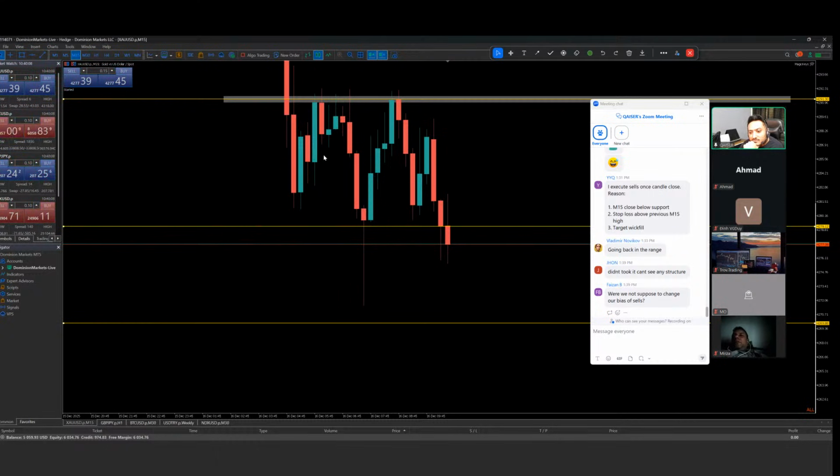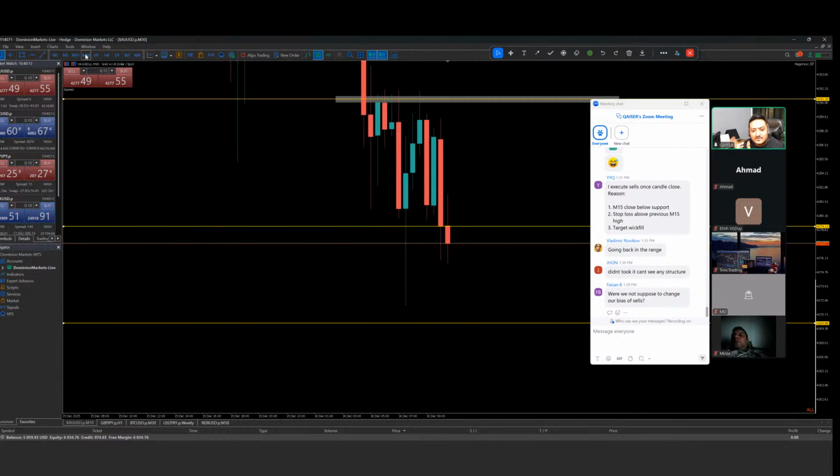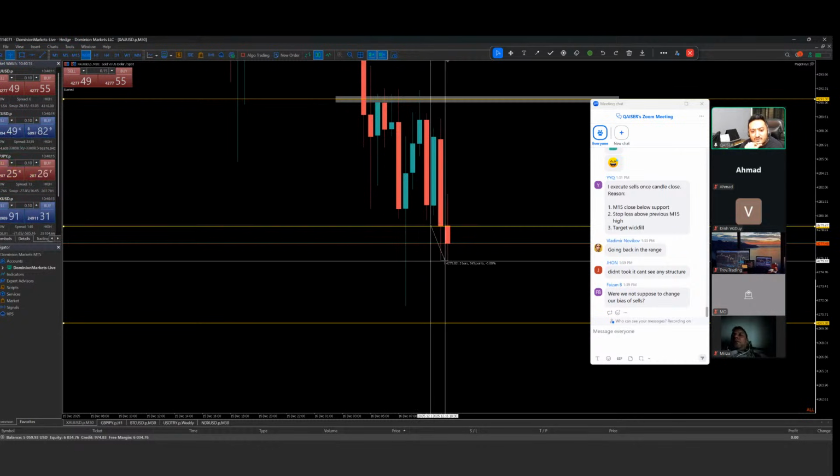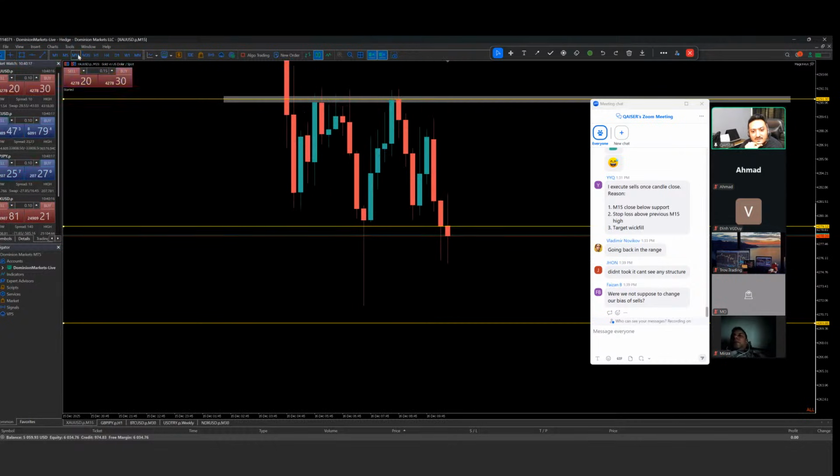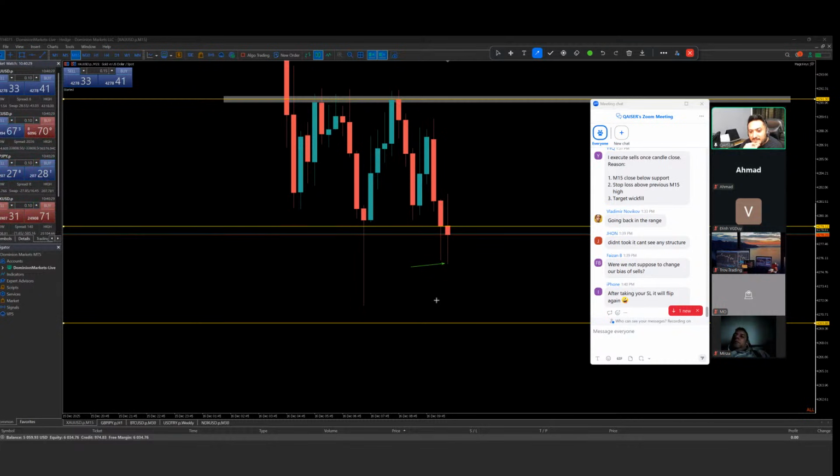We were not supposed to change our bias. My bias was nothing there; I was waiting for the consolidation and I missed this move. I still believed in a bullish bias, the way it's reacting, the way it's pushing. Look at this one. If it breaks the low of the previous candle, this current candle has no business breaking above this high.